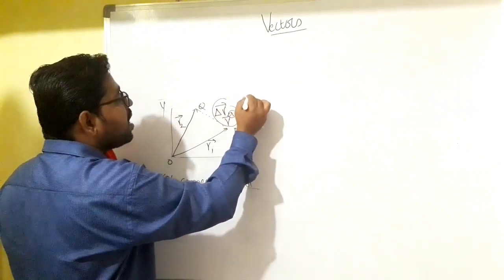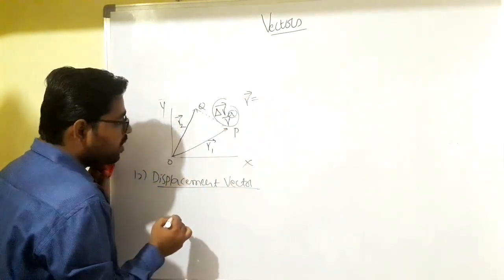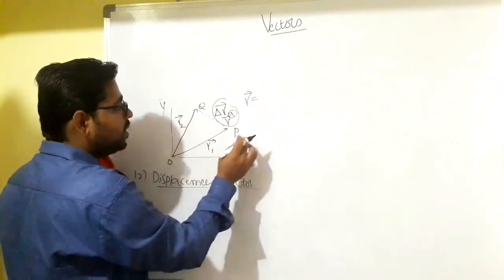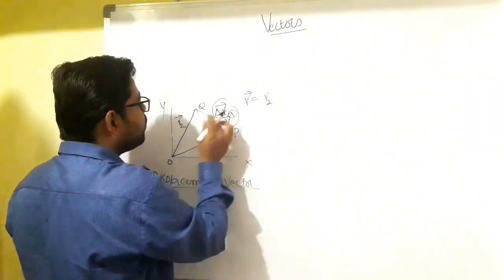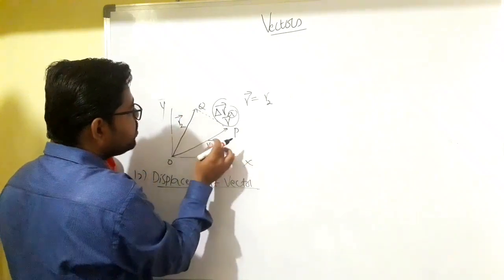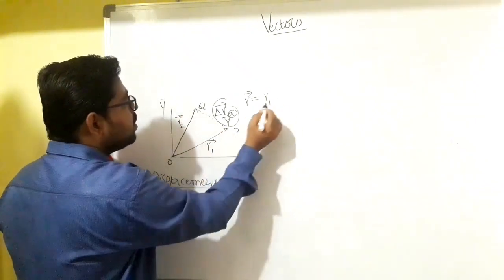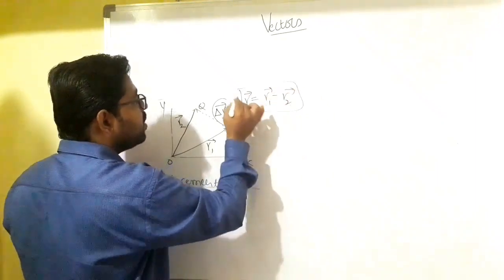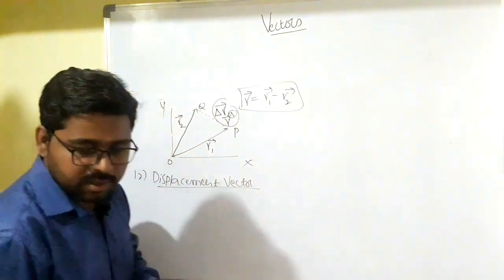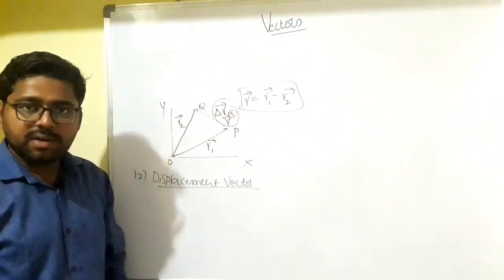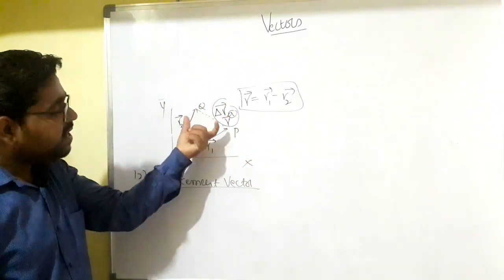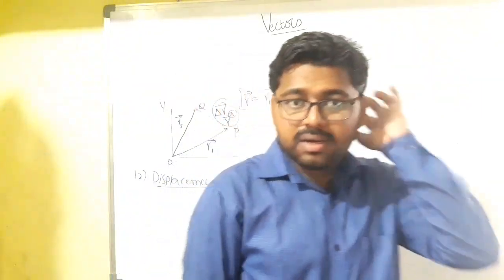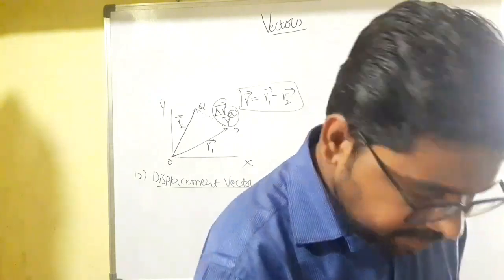How do we write this? The delta R vector is equal to the difference of these two vectors, that is R2 vector minus R1 vector. From here to here it has moved. So this is the resultant of these two vectors. That is nothing but your displacement vector. How much length it has got displaced, that we represent like this. So these are all the different types of vectors we understood.